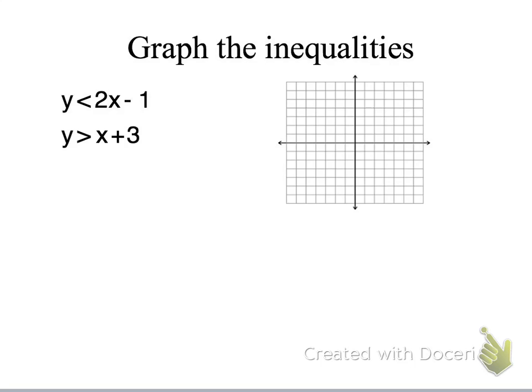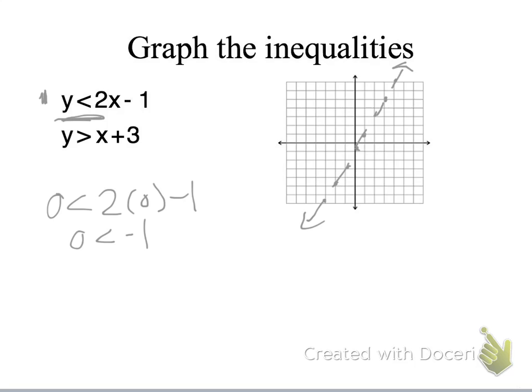Okay, graphing inequalities. So let's graph this one in gray. So I start at negative 1. I go up 2 over 1. Or I could go down 2 left 1. Okay, it is a dashed line because the inequality does not have a line underneath it. Okay, to figure out what side I shade, I plug in 0, 0. So 0 less than 2 times 0 minus 1. Is 0 less than negative 1? 0 is greater than negative 1, so I'm going to shade on the opposite side of 0, 0.